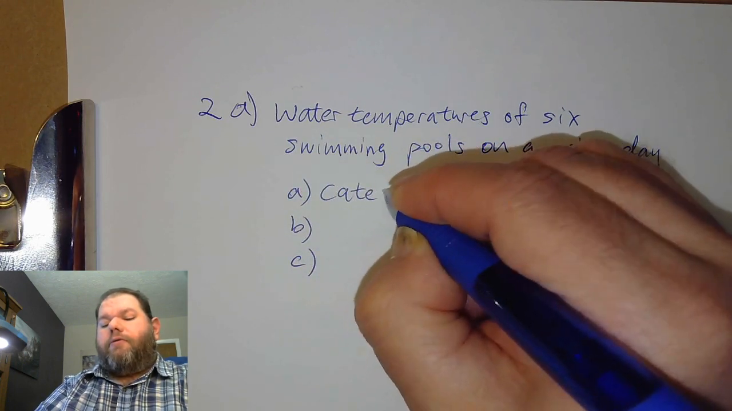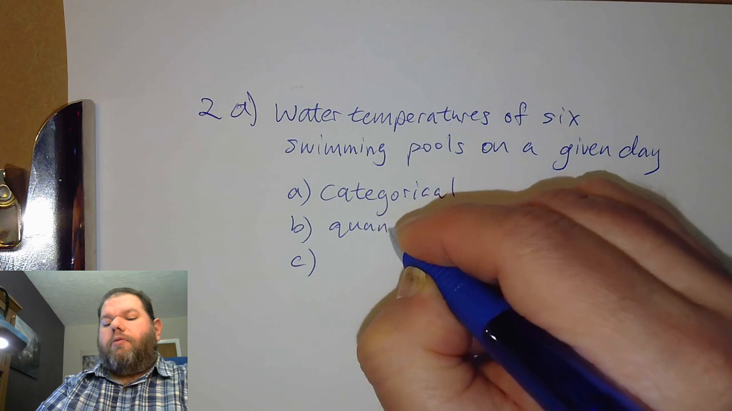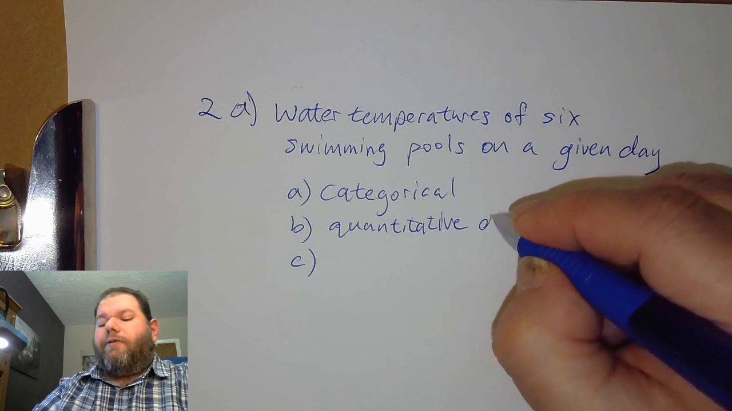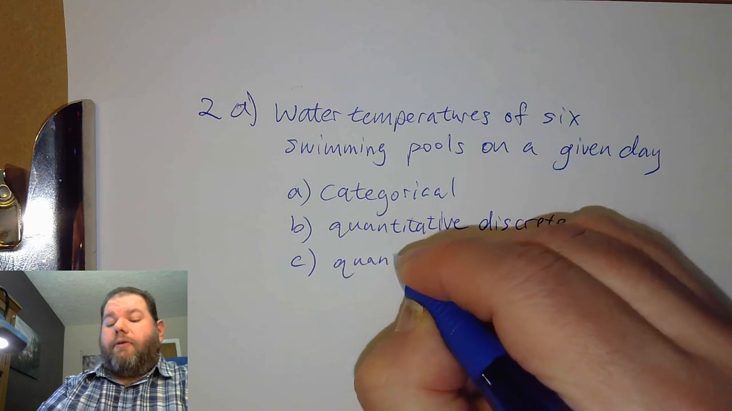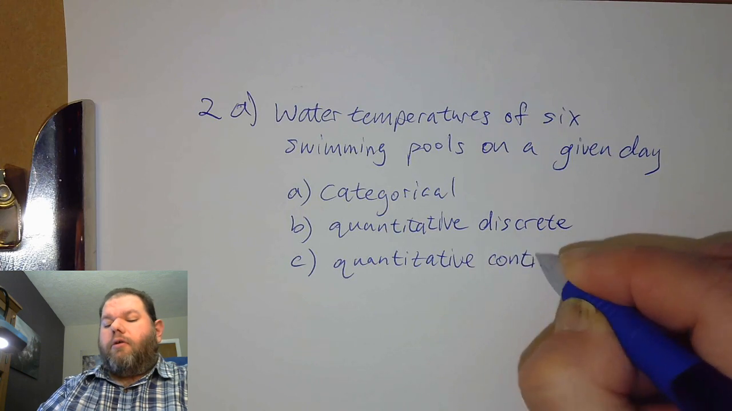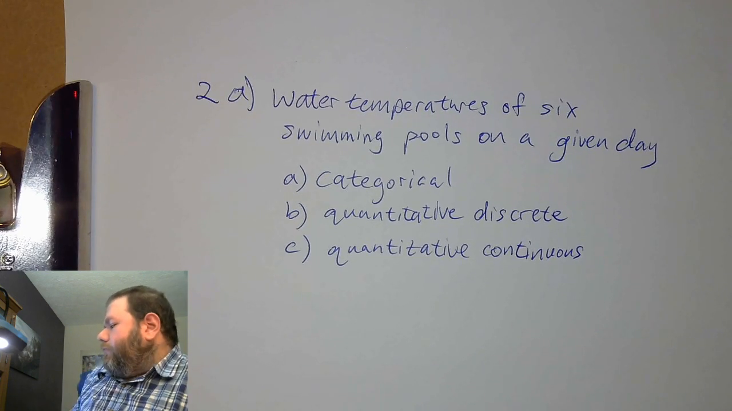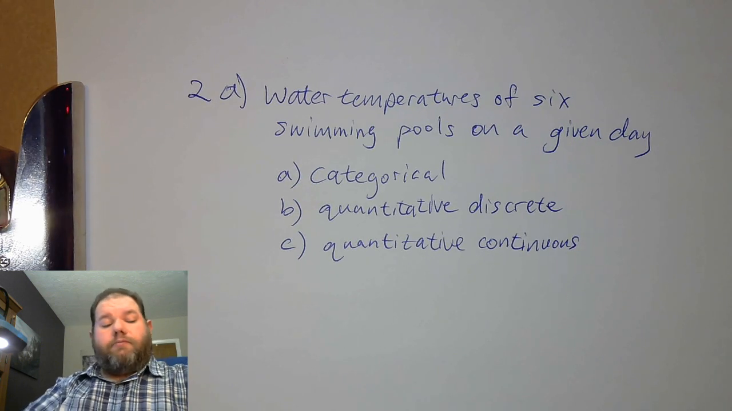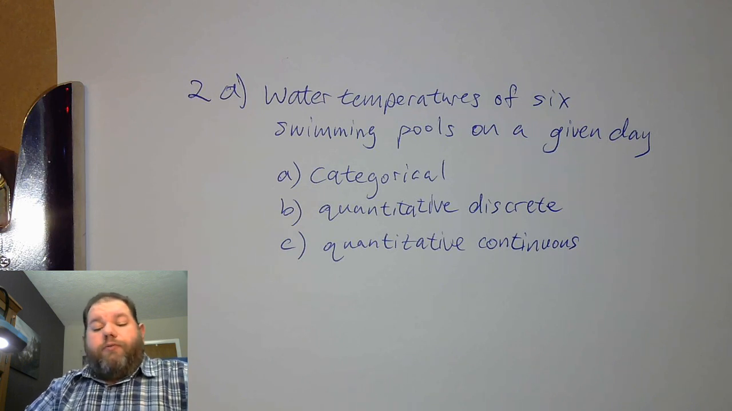It's either categorical, quantitative discrete, or quantitative continuous. Sorry. Just making sure that's on screen. Alright, so the question, which one is it?